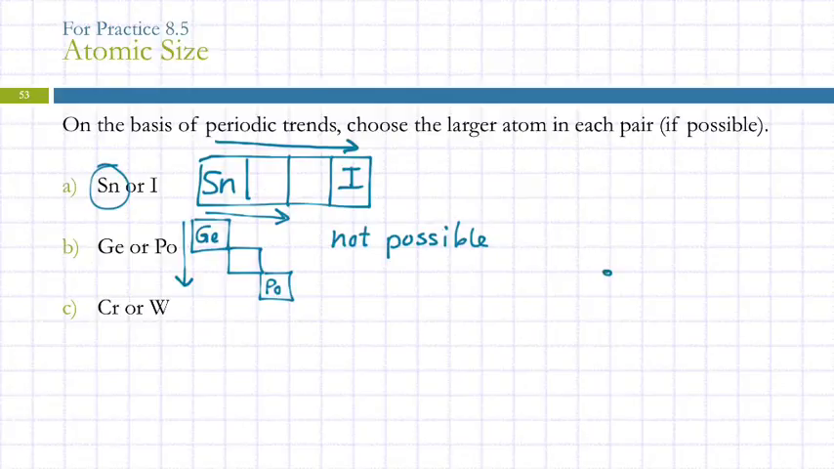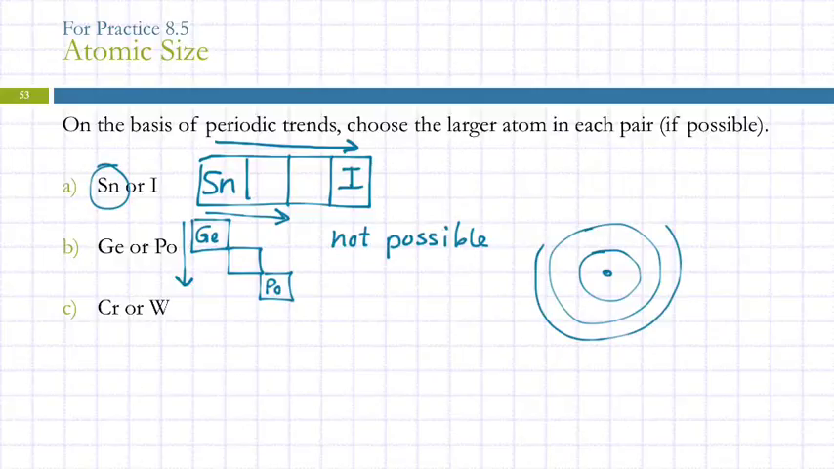So here's our nucleus, and here's level 1, and here's level 2, and here's level 3. If I've got an electron here or an electron here, which one's going to be farther from the nucleus? The second one, this one, in the higher energy level, the higher principal level. So going from germanium down to polonium, we're going up 2 levels. And so this is probably going to be a much bigger effect than going across. So if I was forced to choose, I would choose polonium.